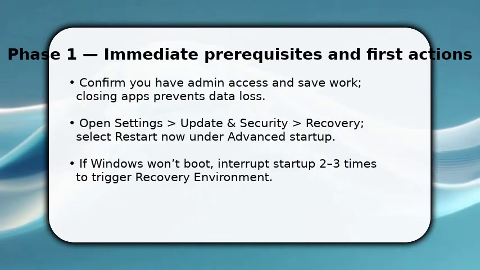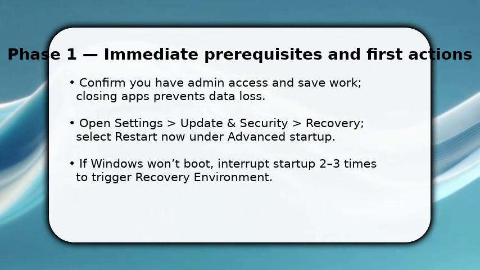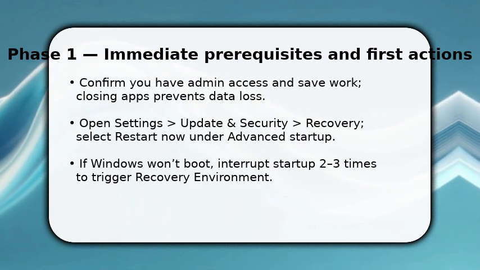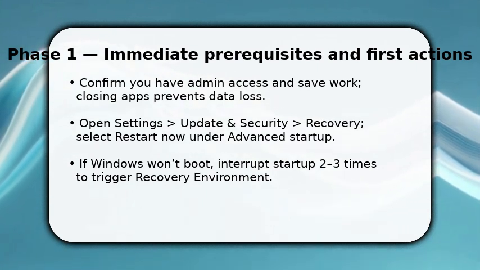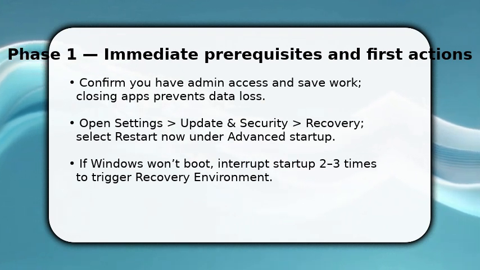You start by preparing the PC and launching recovery right away. You need admin access, so save files and close apps to avoid corruption. Then open Settings, choose Update and Security and click Recovery. Under Advanced Startup, select Restart Now.